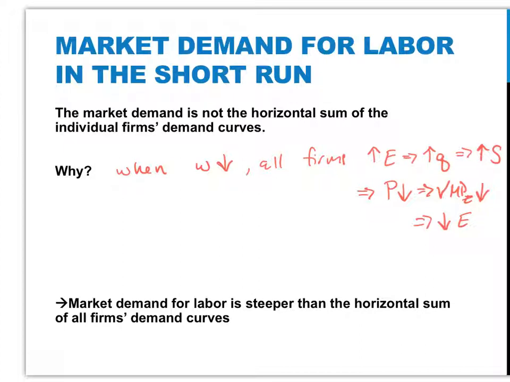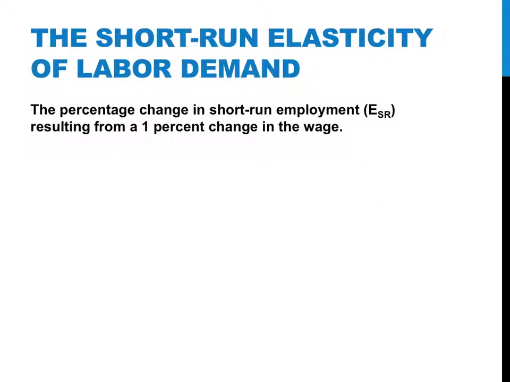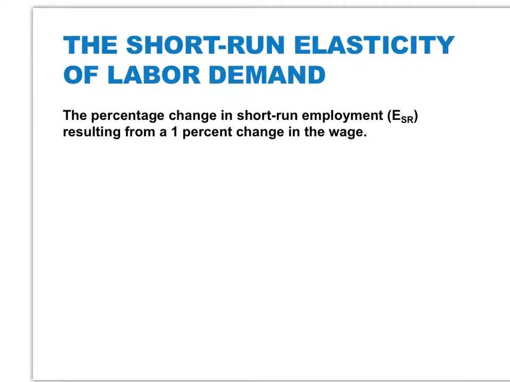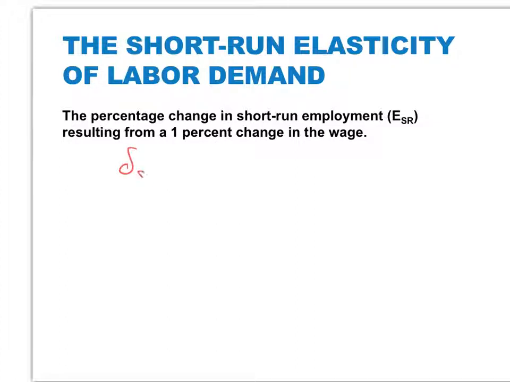Okay. So if we want to measure how responsive the quantity of labor demanded is to changes in these wage rates, we can use the short-run elasticity of labor demand. The short-run elasticity of labor demand is the percentage change in employment in the short run resulting from a 1% change in the wage, all else equal. So it's the percent change in the short-run quantity of labor demanded divided by the percentage change in the wage rate.